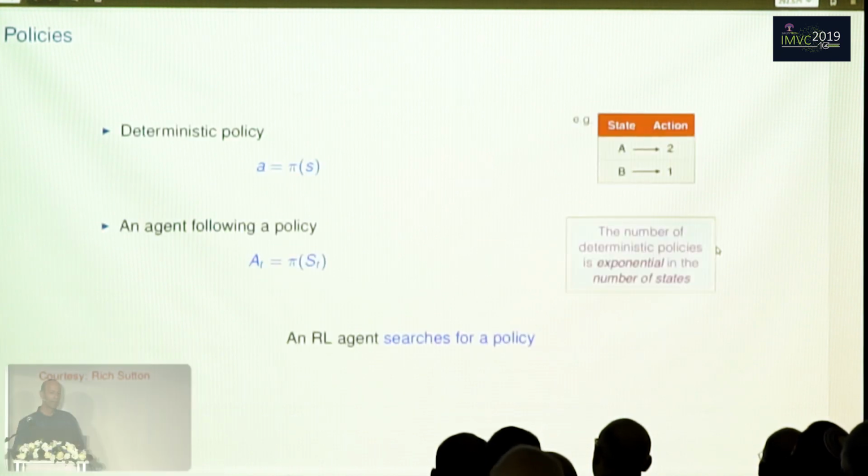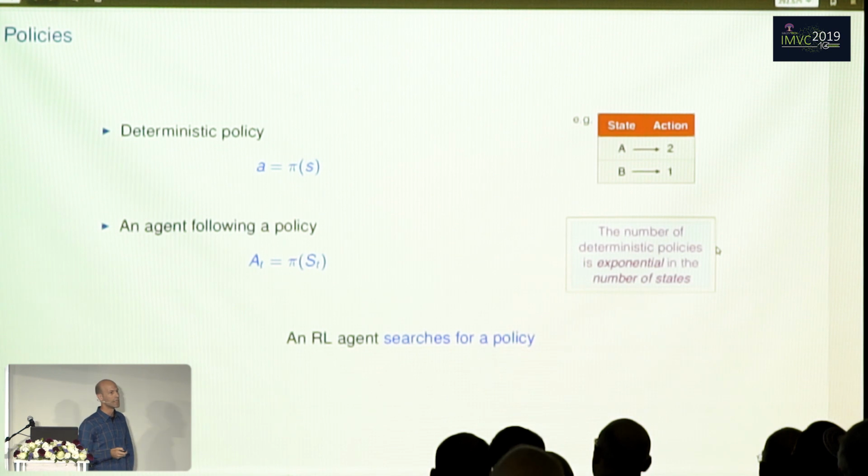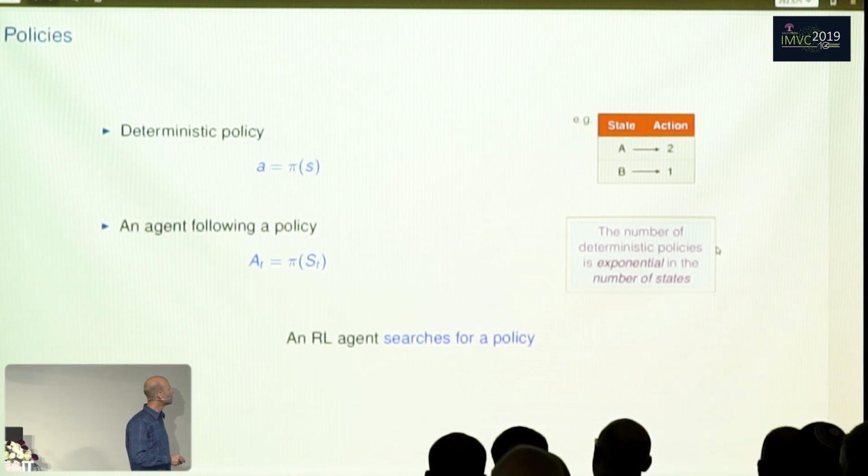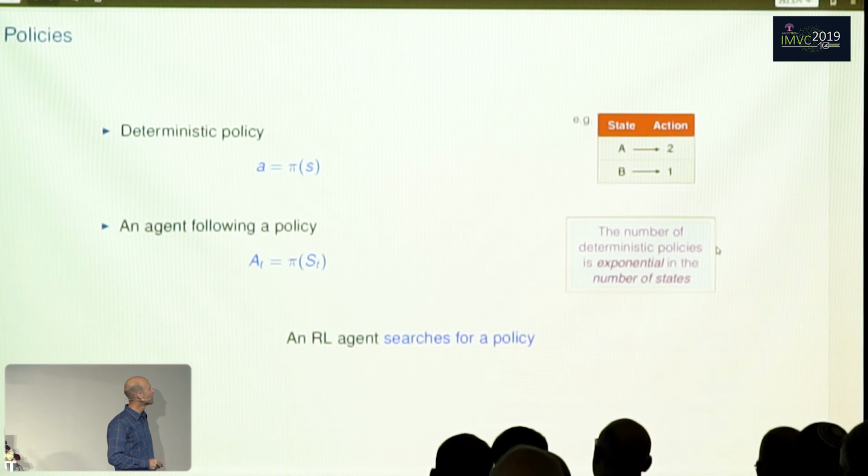Okay, so in an MDP, a deterministic policy is a function that maps state to action. So a policy pi, getting a state S, outputs an action A.